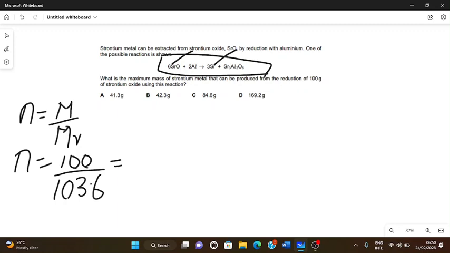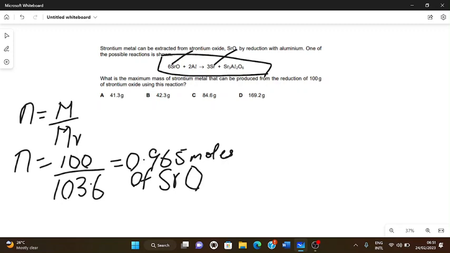103.6. So to get the number of moles of strontium oxide, 100 divided by 103.6, you get 0.965 moles of strontium oxide. So now we'll proceed. If you look at the equation, it states that 6 moles of strontium oxide reacts to give you 3 moles of strontium.